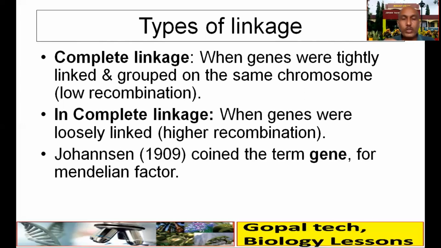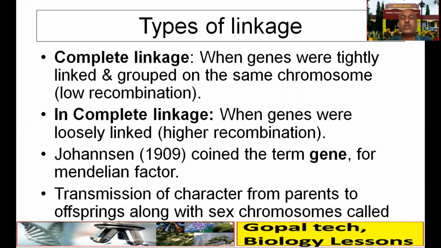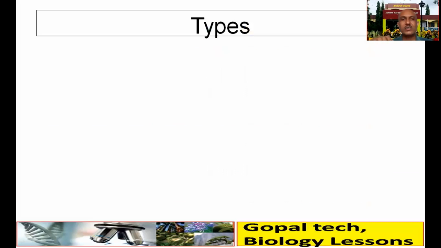So Johannsen, we know that he coined the term gene for the Mendelian factor. Already हमने discussion किया है. So the transmission of characters from parent to offsprings, okay, with sex chromosome is called as sex-linked inheritance. वो आगे आपको आएगा, sex-linked inheritance.